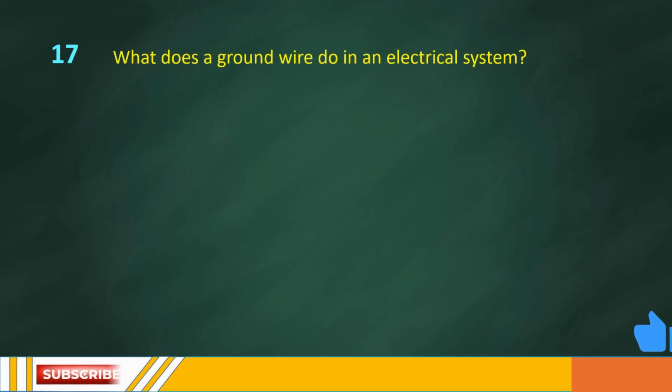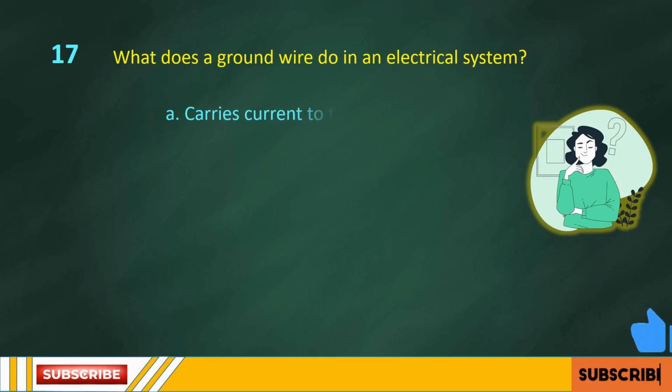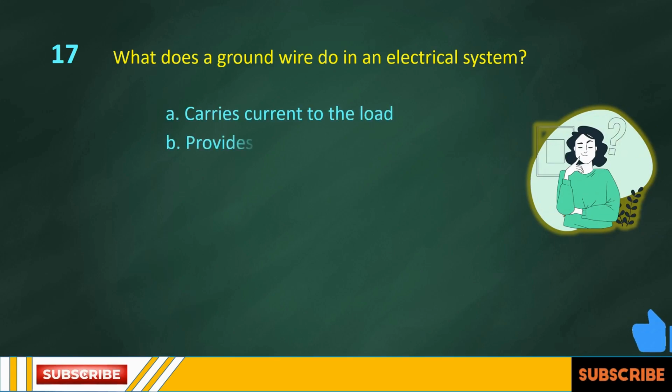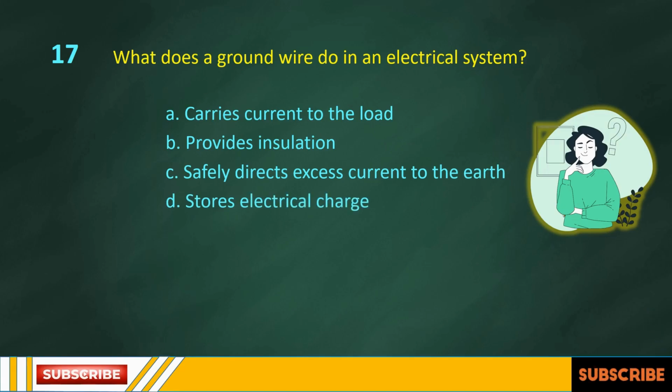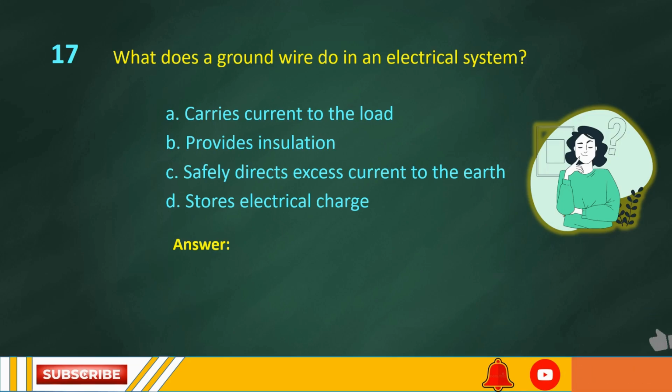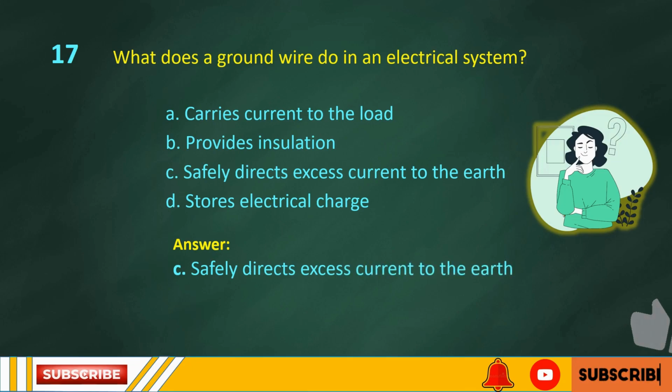What does a ground wire do in an electrical system? A. Carries current to the load. B. Provides insulation. C. Safely directs excess current to the earth. D. Stores electrical charge. Answer is C. Safely directs excess current to the earth.